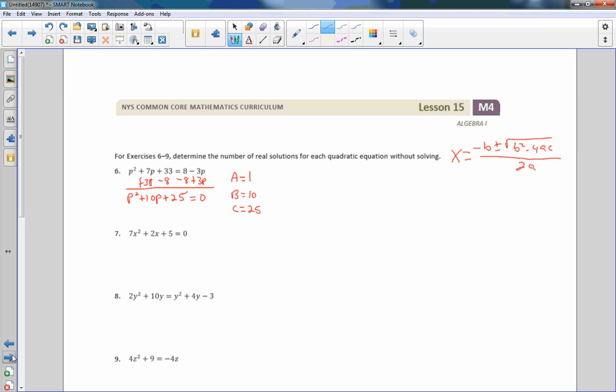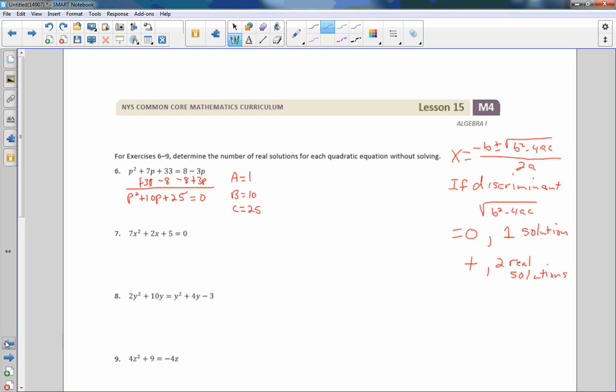So if this is called the discriminant, D-I-S-C-R-I-M-I-N-A-N-T, I think, discriminant. Okay, if the discriminant is the square root of b squared minus 4ac, if the discriminant equals 0, one solution. If the discriminant is positive, then we get 2 real solutions.